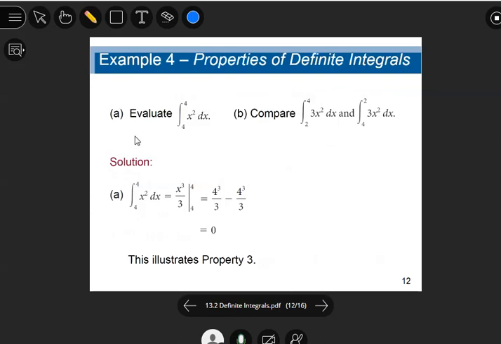Now let's look at this example. First you need to evaluate the integral of x square between 4 and 4. As we learned before, evaluate the integral value. It is x to the power 3 divided by 3. Then your lower limit is 4 and upper limit is 4. Plug in 4 for the upper limit and plug in 4 for the lower limit. Then you have to subtract 4 to the power 3 divided by 3 from 4 to the power 3 divided by 3, so it is 0. Actually, using the third property directly, you can say it is 0.